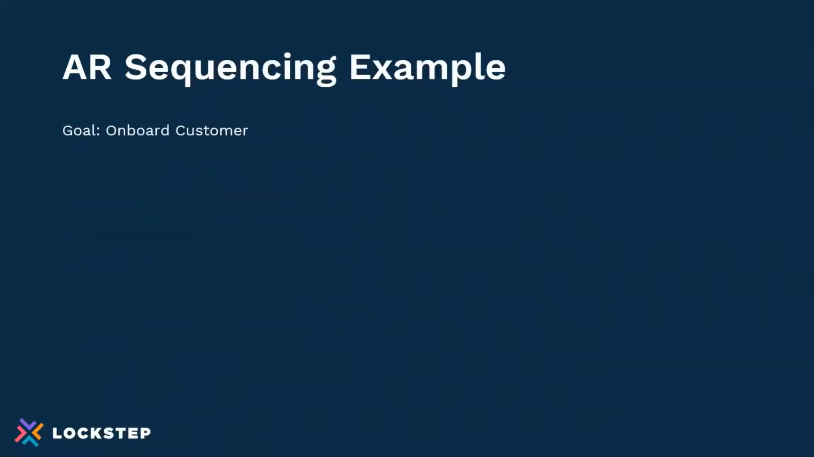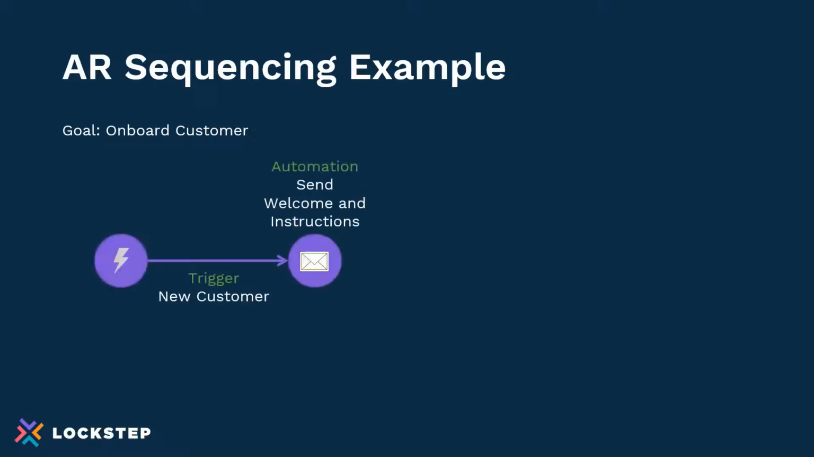So let's take a look at an example. Let's say I have a goal to onboard customers. The way AR sequencing works is when a customer is created in the ERP or accounting package, a trigger sets the sequencing into motion. And the engine, the intelligent automation, one of the first things it does is send a welcome letter along with instructions of how to fill out a form to finalize the account setup. Things like collecting a tax exemption certificate or confirming their contact details.